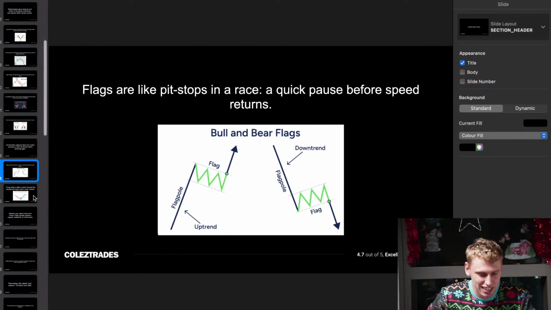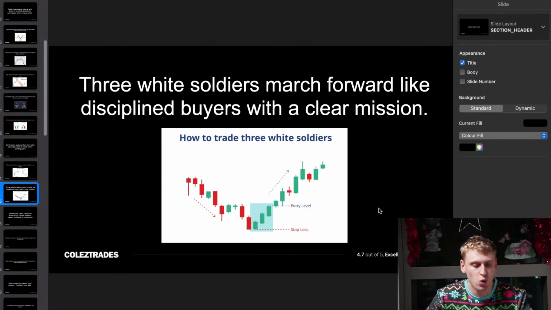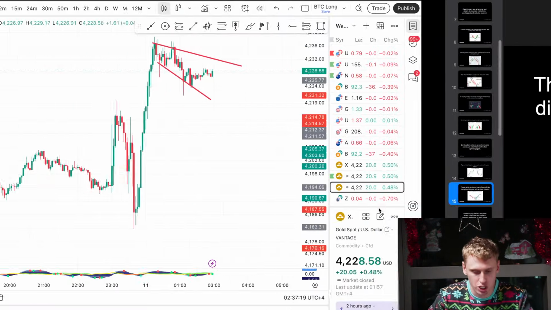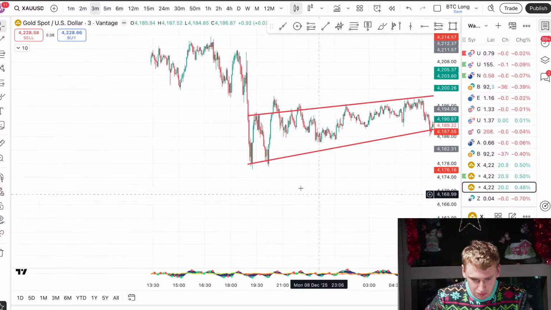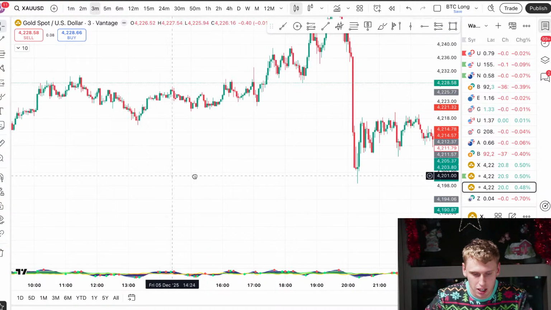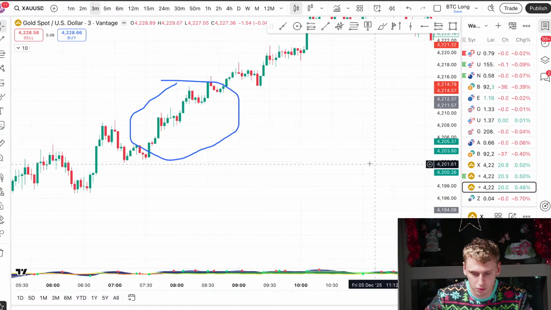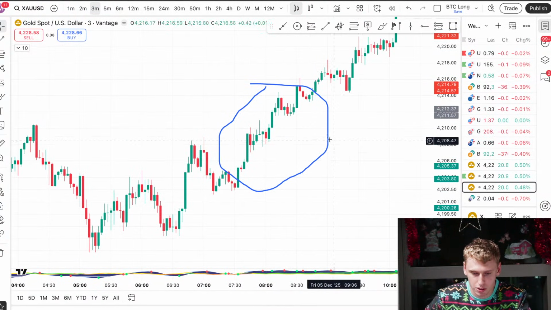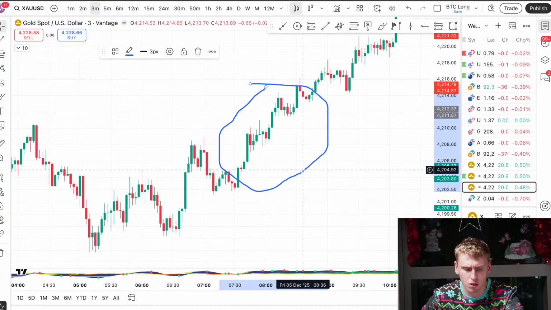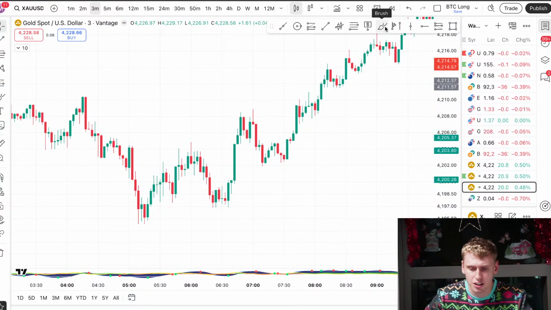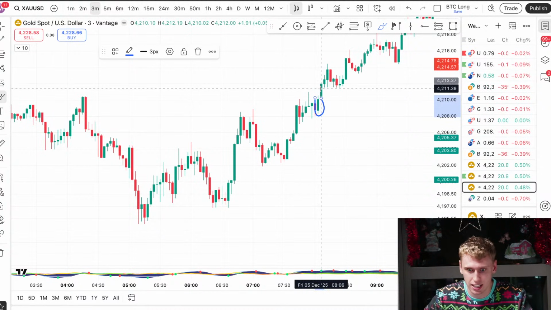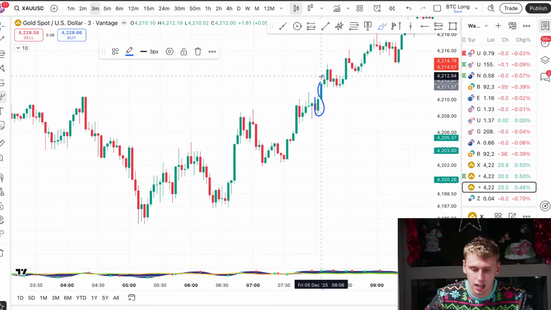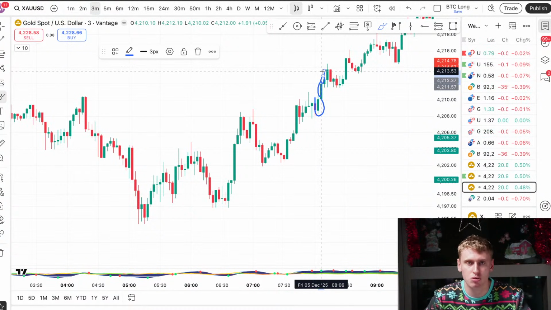Okay, let's continue. So, three white soldiers march forward like disciplined buyers with a clear mission. We can see these show up all over the place. We'll go to the example that I marked up. I don't know why three candles in a row, but it just shows crazy pressure. If we see three big candle bodies to the upside, that shows crazy strength to the upside.